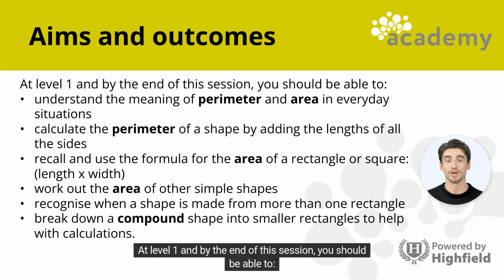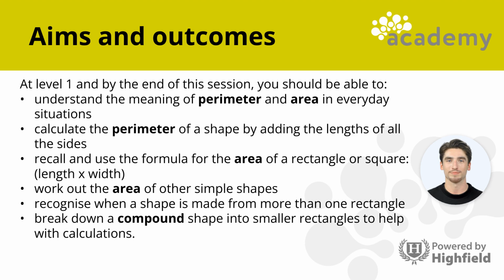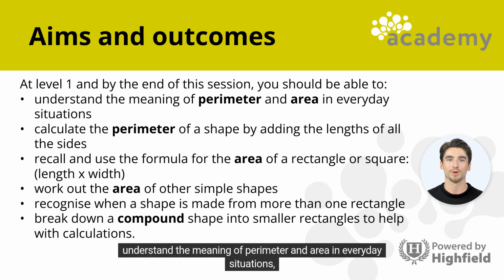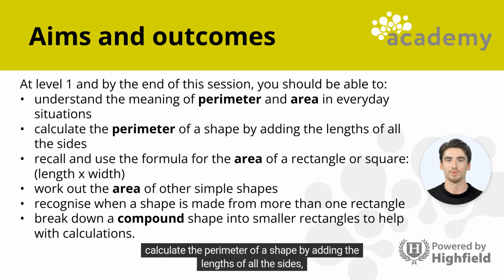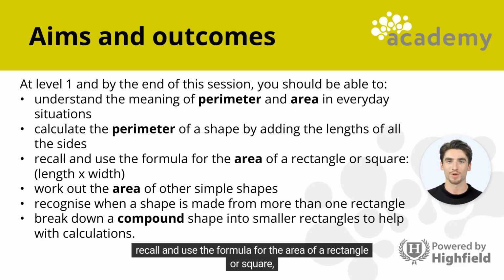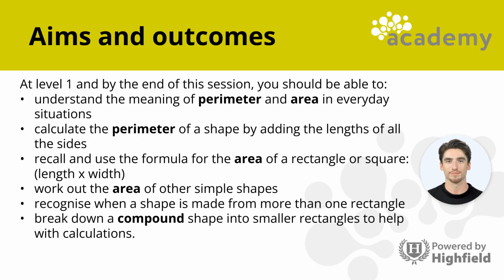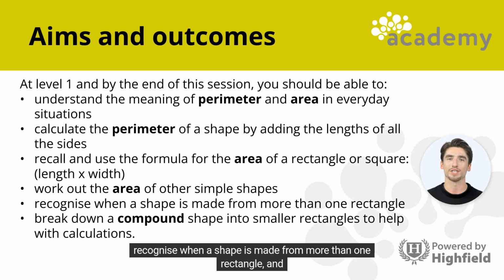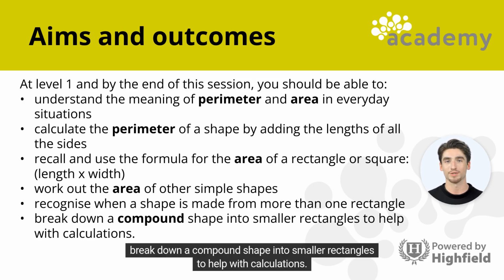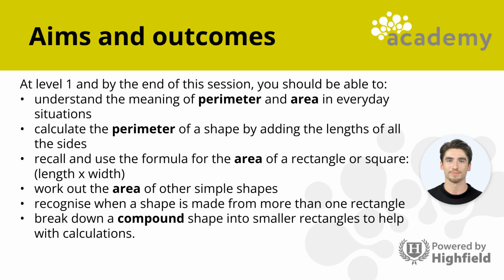At Level 1 and by the end of this session, you should be able to understand the meaning of perimeter and area in everyday situations. Calculate the perimeter of a shape by adding the lengths of all the sides. Recall and use the formula for the area of a rectangle or square. Work out the area of other simple shapes. Recognize when a shape is made from more than one rectangle and break down a compound shape into smaller rectangles to help with calculations.